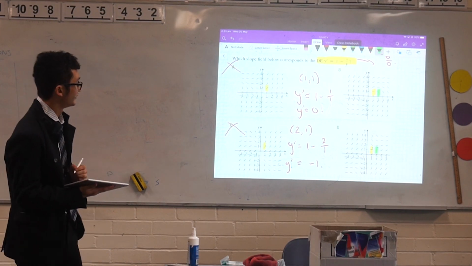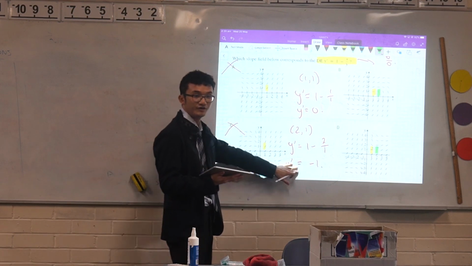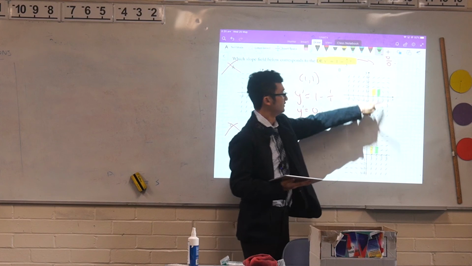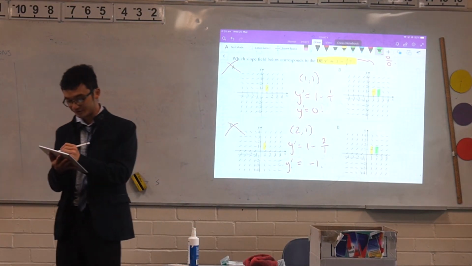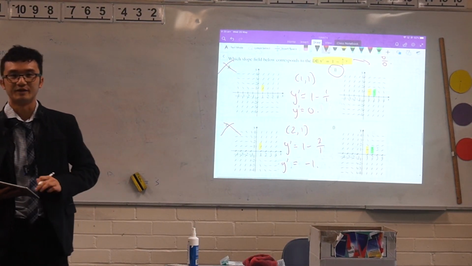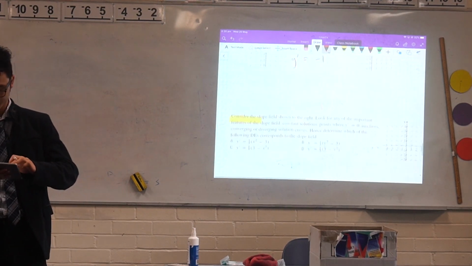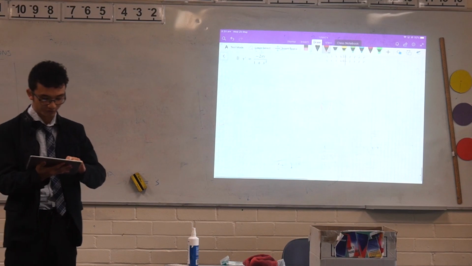And as James noticed, the gradient really should be negative 1 here. Only one of these meets the condition. This guy's positive gradient, as you can see. This guy is negative, which is the one we want, so B is the answer for that. Any questions about that? No? Okay, awesome. Next, we've got 2 more. Have a crack for me.